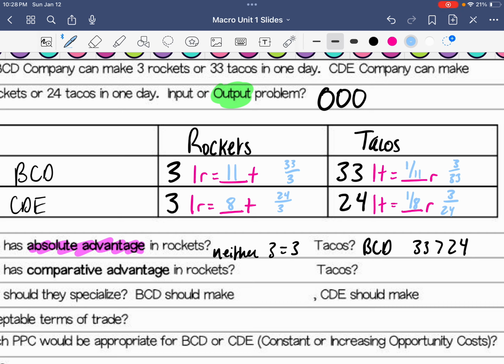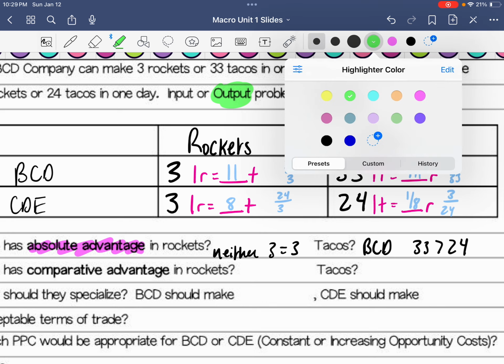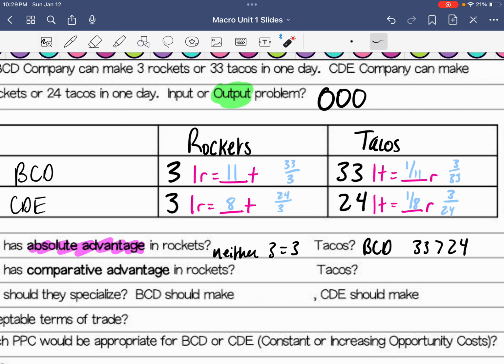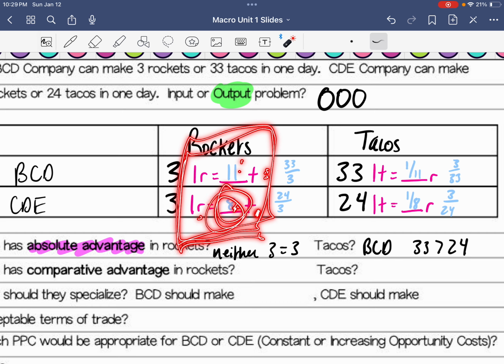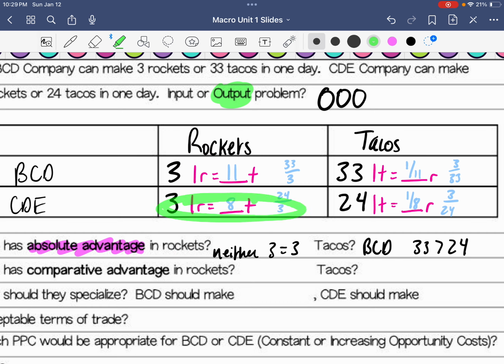Okay? Now, I still haven't gotten to the answering of the question, which is why these are so difficult and so long. But here's essentially what we have to do. We have to look at the making of rockets. The making of 1 rocket is equal to how many tacos? The making of 1 rocket in this country is equal to how many tacos? And who gives up less? Who has the lower opportunity cost? So we're going to take a look at these numbers, and the lower one is the winner. So it looks like country CDE should make rockets.